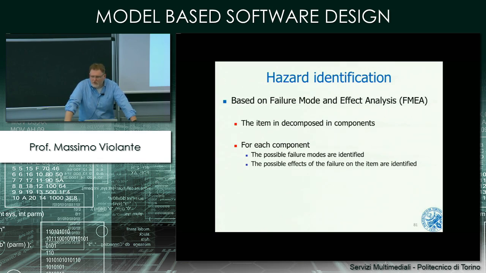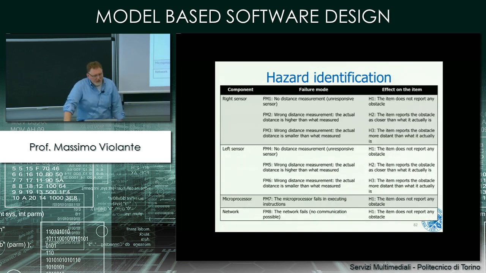For each of these failure modes, you have to infer which is the effect on the functionality the item provides. This will give you the hazard. Let me give you an example. Let's imagine we are considering the right sensor. The sensor can be subject to 3 failure modes. The first one is no distance measurement. The sensor is unresponsive. This is because we have a broken wire. This is because we have a broken sensor.